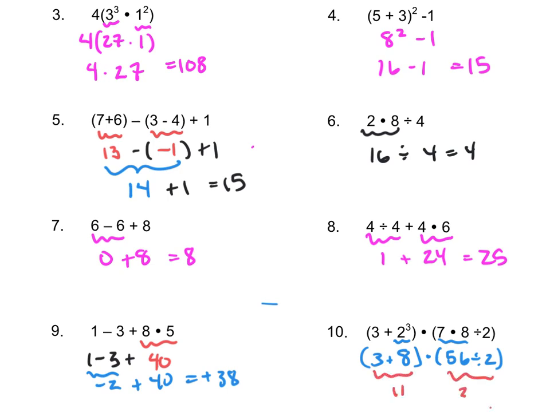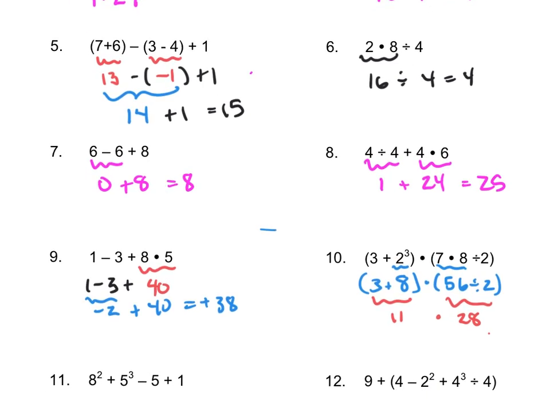56 divided by 2 would be 28. Then we're going to multiply 11 by 28. 10 times 28 would get me 280 plus another 28 would get me 308. Maybe check me on that one.